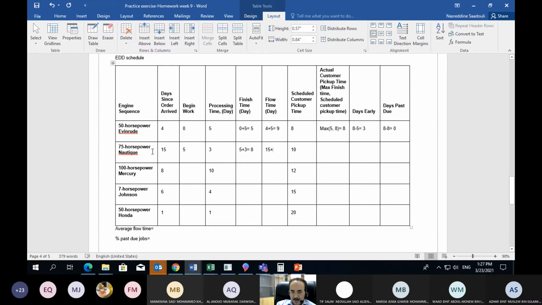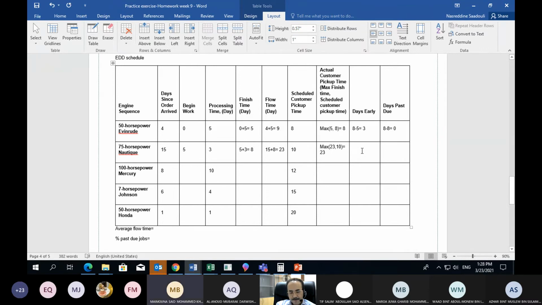For the flow time, it's been with us 15 days and 8 days to finish, so 15 plus 8, 23. The actual time for pickup is the maximum of 23 and the promised pickup day, which is 10. And what do we get here? 23, obviously. So is this job early or late? Now, this is definitely late. It was promised on day 10. It was finished on day 23. We're actually 13 days late.